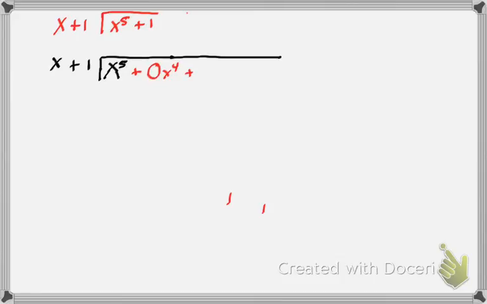How many x to the 3rds do we have? 0. 0 x to the 3rd. How many x squareds do we have? 0 x squareds. How many x's do we have? We don't have any in that dividend. 0 x to the 1st. But then I have that plus 1. So do you see where the original equation is?